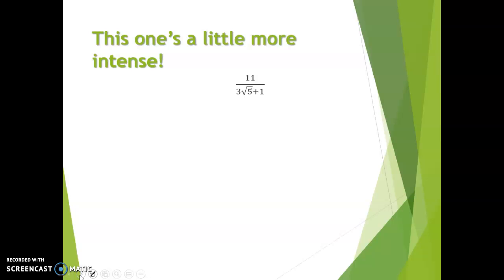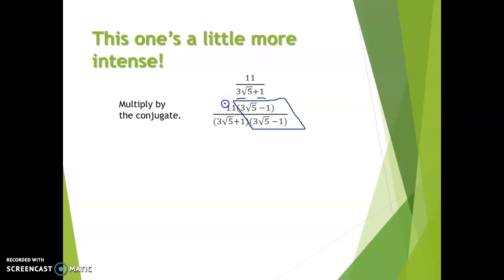All right, now this one's a little bit more intense. Okay, a little bit more work that we have to do. We do have a binomial on the bottom, so we are going to rationalize it by multiplying by the conjugate. So we'll multiply both the top and the bottom by 3 square root of 5 minus 1. So here's the conjugate that we're multiplying by. We're going to take the top and we are going to distribute. And then we're going to use that special difference of squares rule that we practiced for conjugates on the bottom. So we've got 11 times 3 square root of 5 minus 1. We take our first term and square it. So we have 3 times the square root of 5 squared. And then our second term minus our second term squared, minus 1.